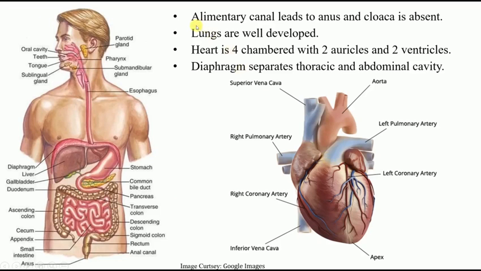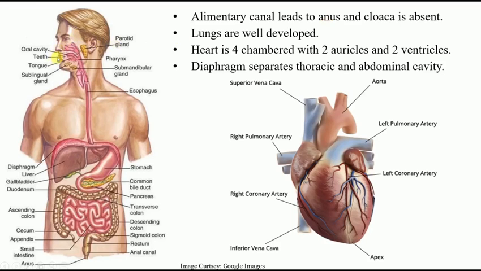The next character is that the alimentary canal leads to the anus, and cloaca is absent. Cloaca, in the sense, is generally the common opening for the digestive, urinary, as well as the reproductive system, which is found in other organisms. Particularly if you take the example of fishes, you will not find a separate opening for all these systems, and at that time we refer to that opening as a cloaca. But among mammals, the anus is always there. Anus is nothing but a separate opening for the digestive system, and for the reproductive and urinary systems there are different openings or orifices.